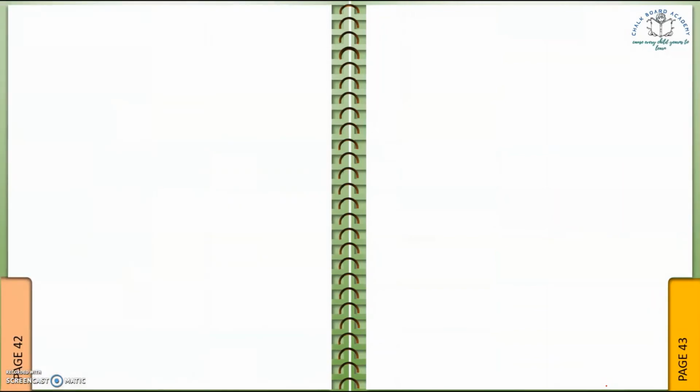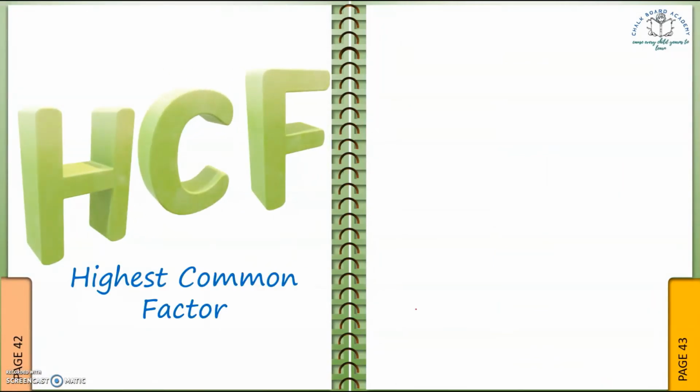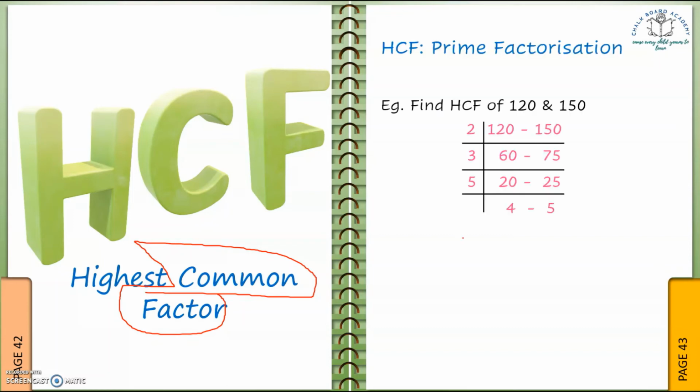Moving forward, we have HCF, which is called highest common factor. As the name suggests, we are talking about the common factors, so we will look at what is common between the two numbers. We are taking the same numbers here, 120 and 150, and we have done the same prime factorization. I'm not explaining how I did it, as we have already discussed it in the previous slide.